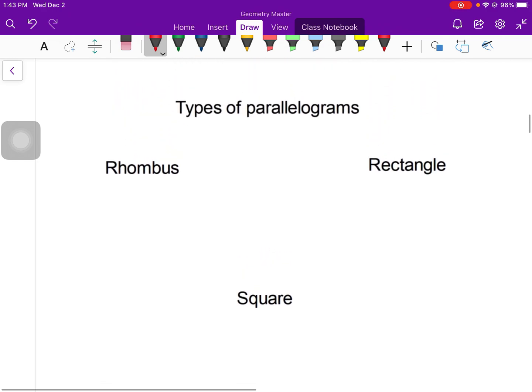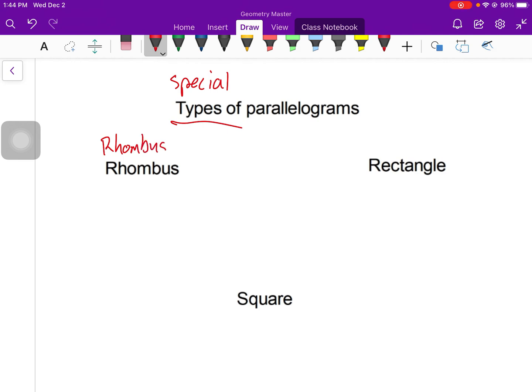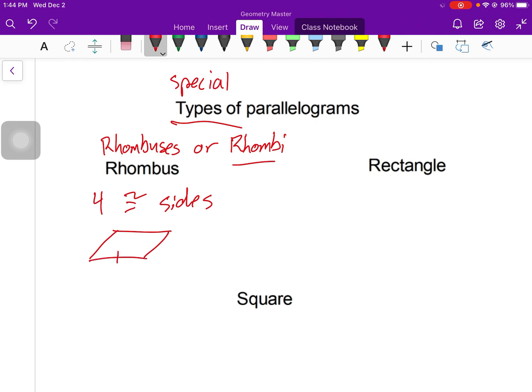So in the last video, we talked about what a parallelogram is. Now we are going to talk about 3 special types. Okay? When I say types, these are special types. They have extra rules. So a rhombus, the plural, is either rhombuses or rhombi. I prefer rhombi. I think that one sounds more fun, but both are technically correct. This has 4 congruent sides. So it's a parallelogram that has 4 congruent sides.